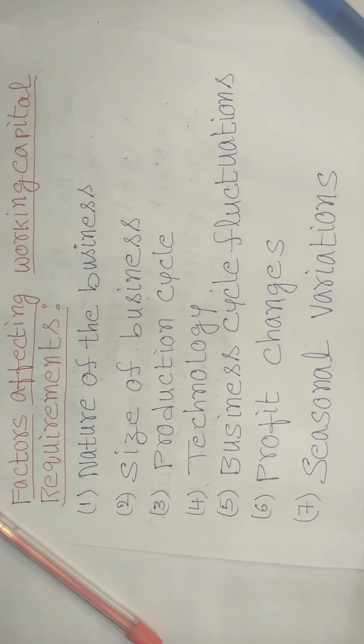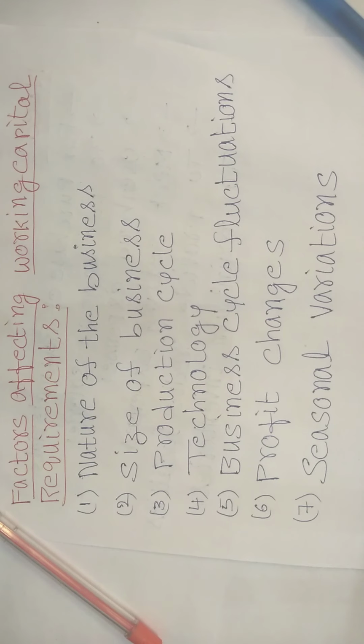What is production cycle? Production cycle means the time taken in the manufacturing process of goods. That means the period between the procurement of raw materials and the production of the finished product. That is known as production cycle. In case of a longer span of production cycle, higher working capital will be required. For example, the cotton mill will require more working capital than the bakery.